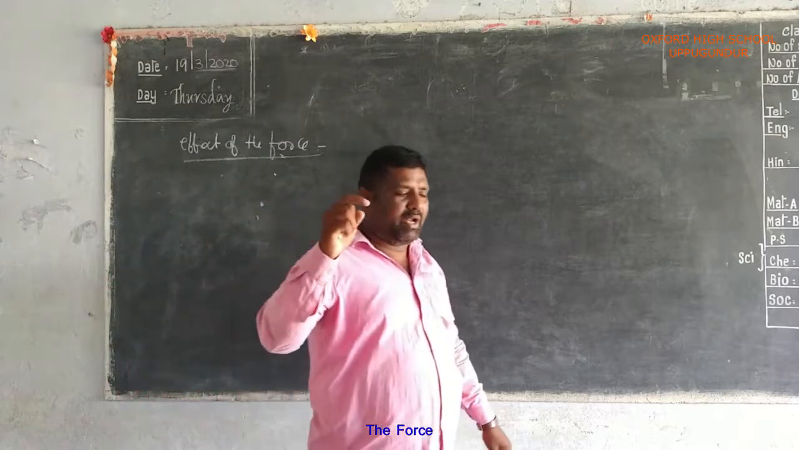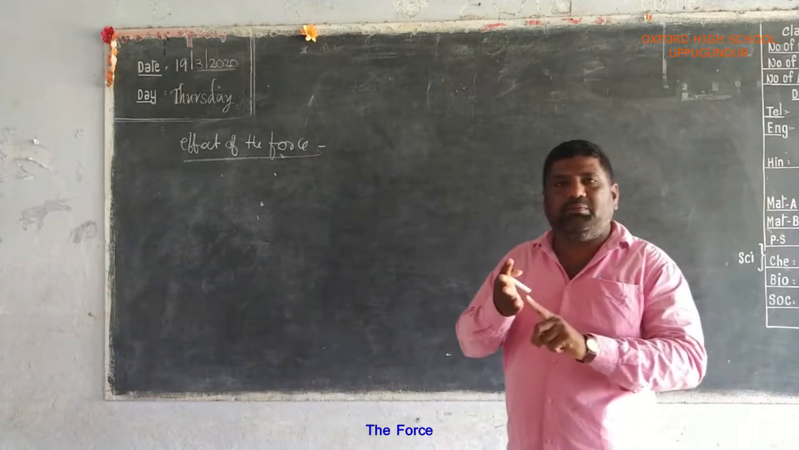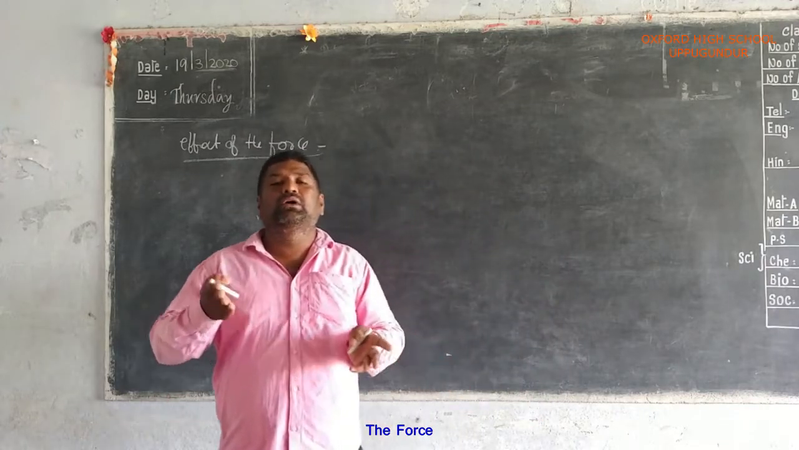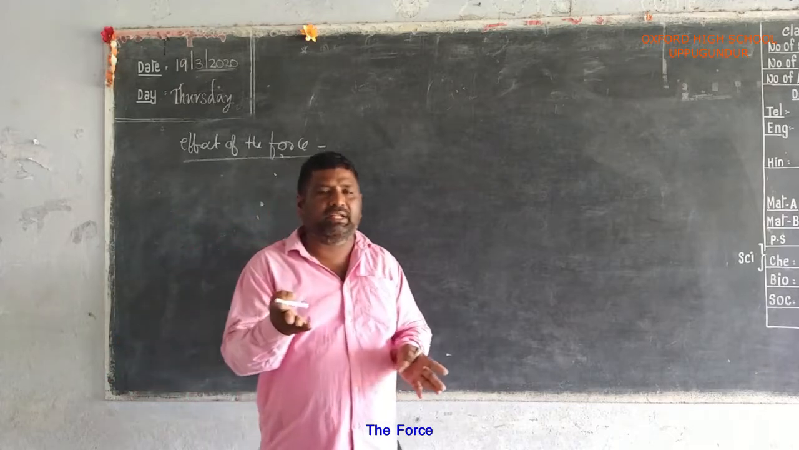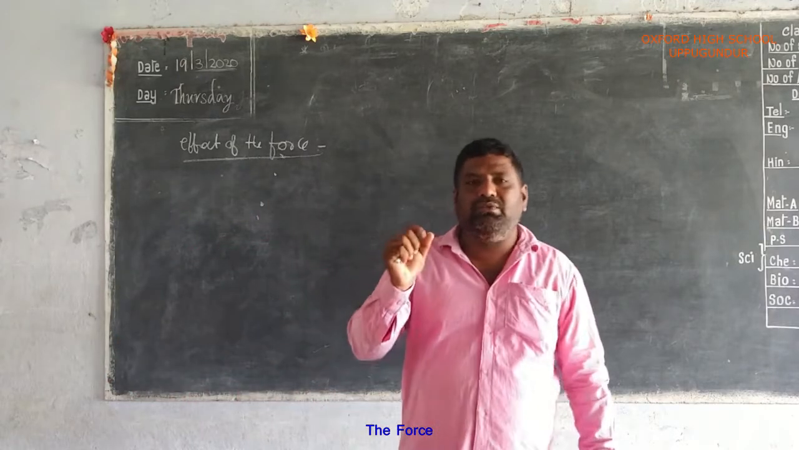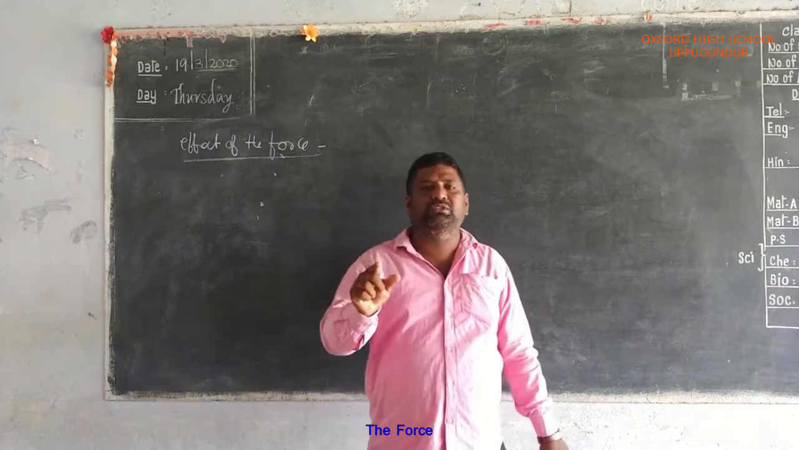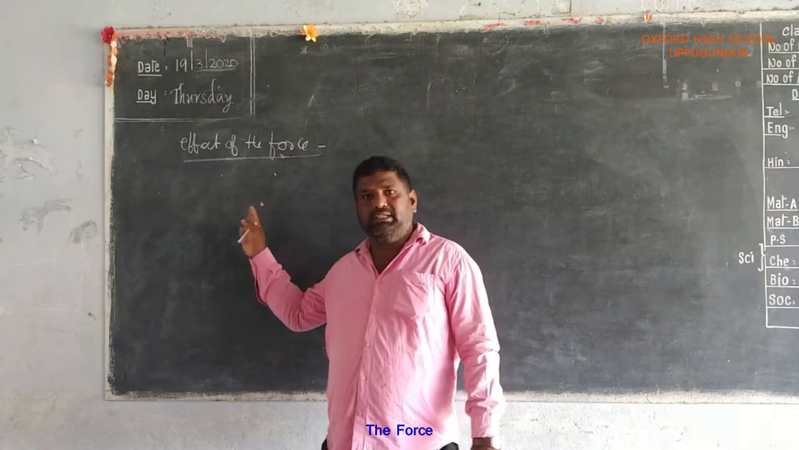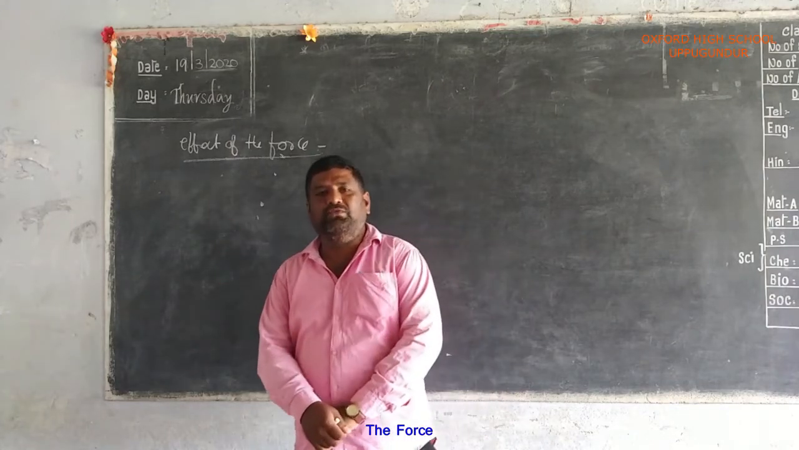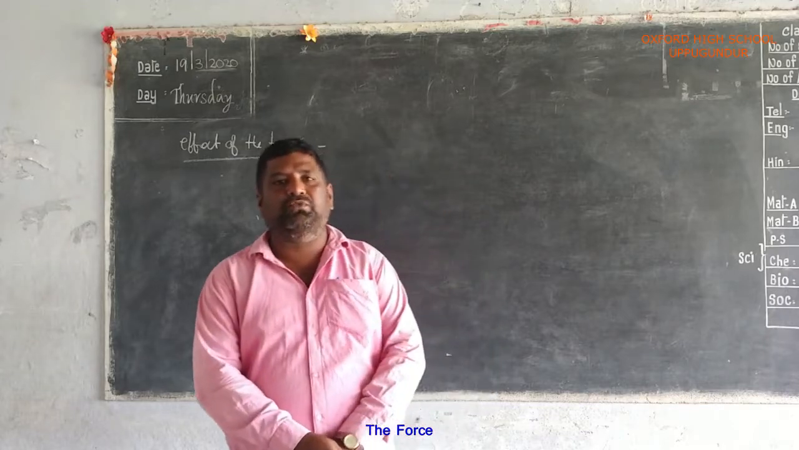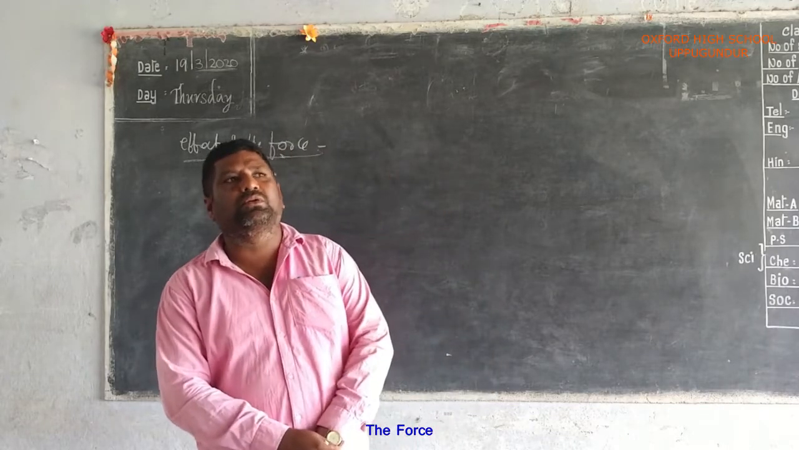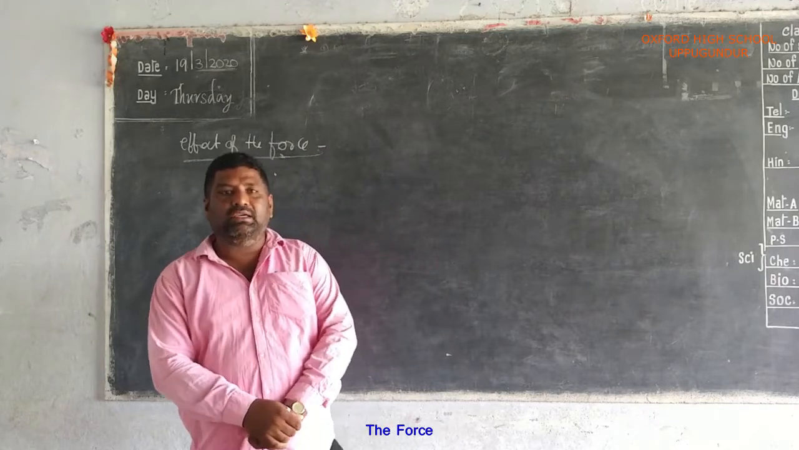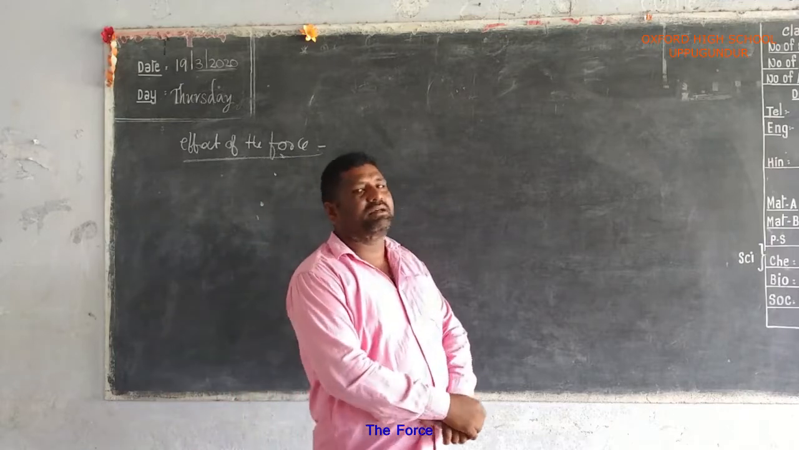In the previous class we discussed the definition of force and the types of forces: contact force and force at a distance. Contact force is divided into four categories: muscular force, frictional force, normal force, and tension. Force at a distance is divided into three categories: gravitational force, magnetic force, and electrostatic force. We also discussed the definition of net force and its formula: F net is equal to F1 minus F2.